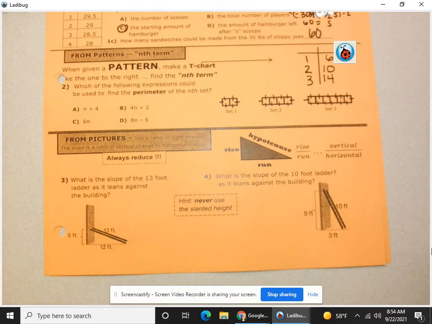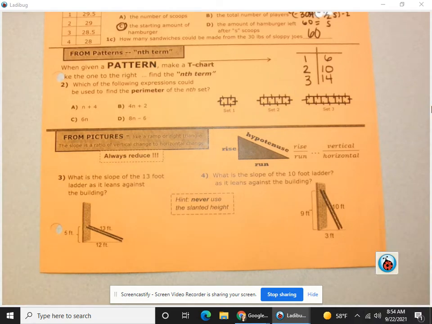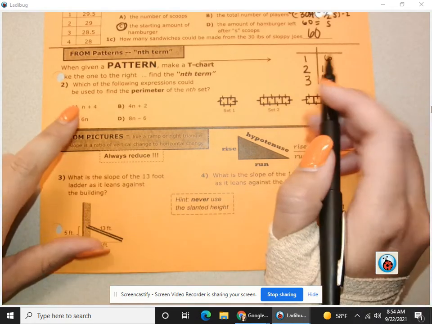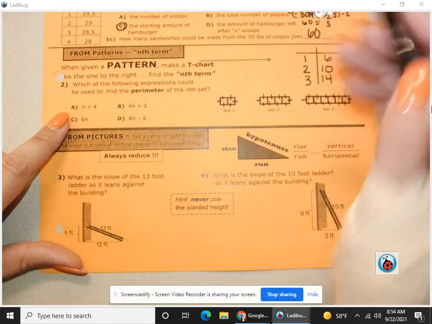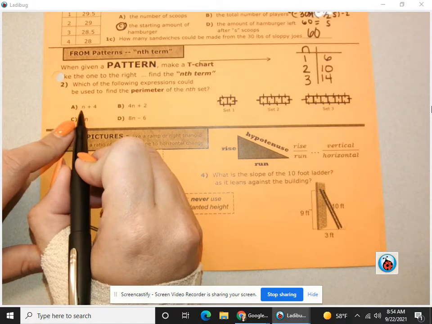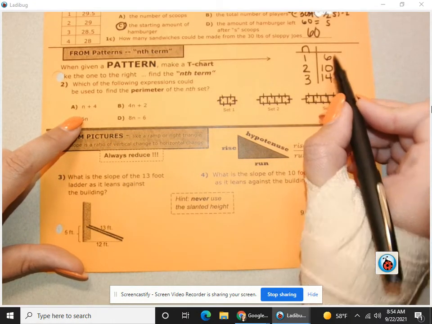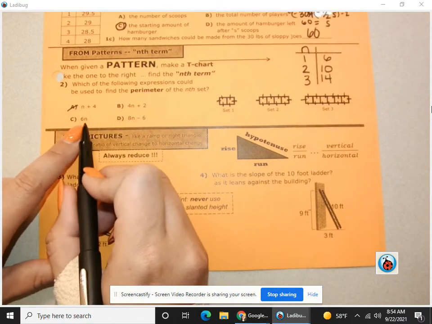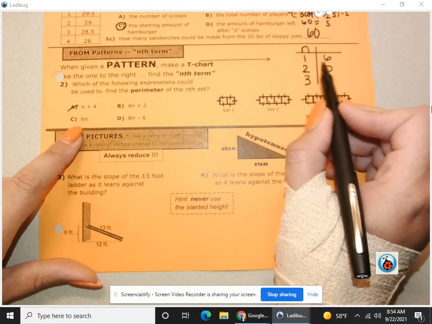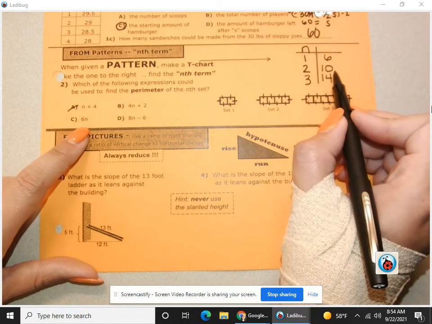So then what I do is I use my answer choices and figure out what my equation would be. If I put 1 in for my n, I have 1 plus 4, does that equal 6? No. What about choice C? 1 times 6 equals 6, right? Yeah. What about 2 times 6, does that equal 10?